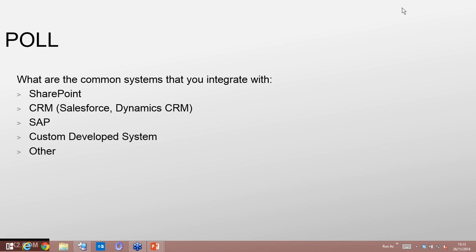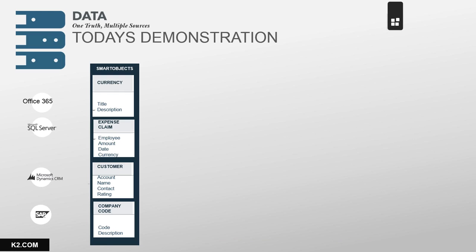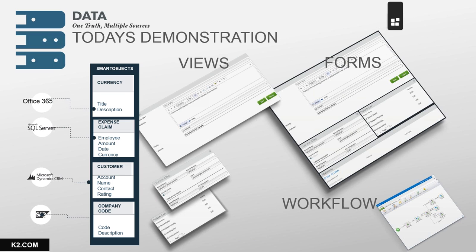All right, next slide. So today's demonstration, Igor is going to generate a couple of smart objects for us. We'll do that against Office 365, a SQL database, Microsoft CRM, as well as SAP. So they'll give us the smart objects we need. From those smart objects, we're going to generate views. If you remember previously, views are reusable components that we can drag and drop onto a form. And then we'll use those views to assemble forms and use the smart objects as well to put logic within and routing within our workflow processes.